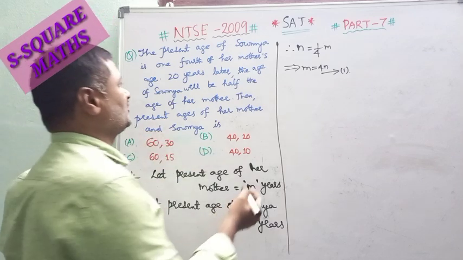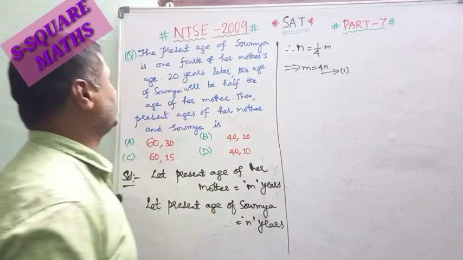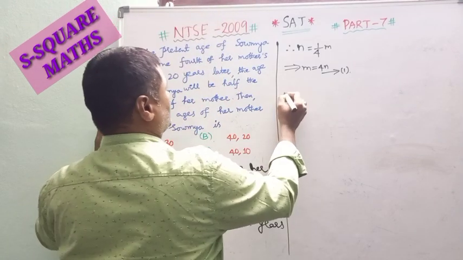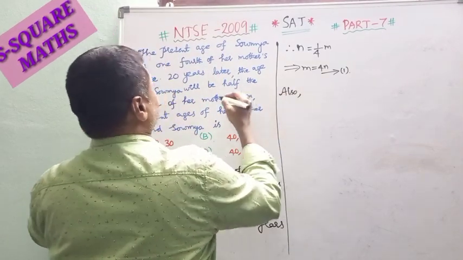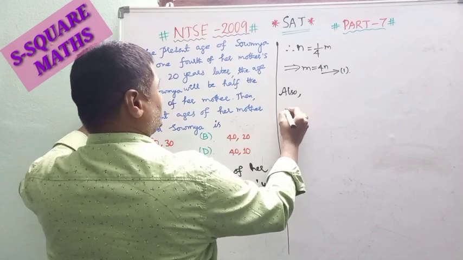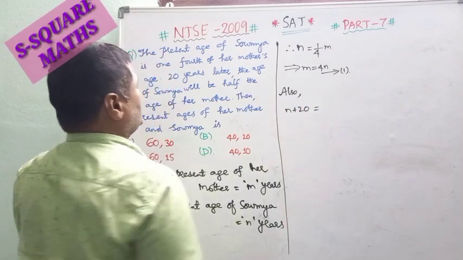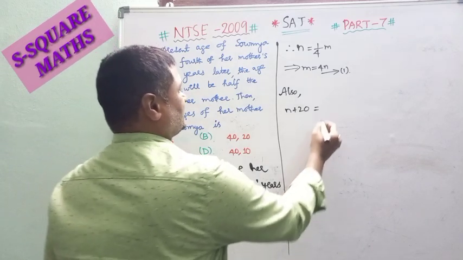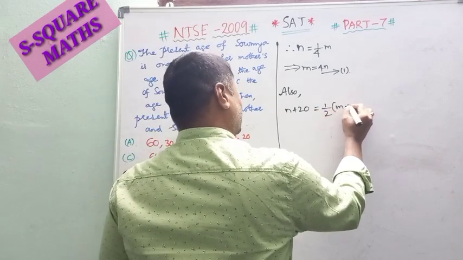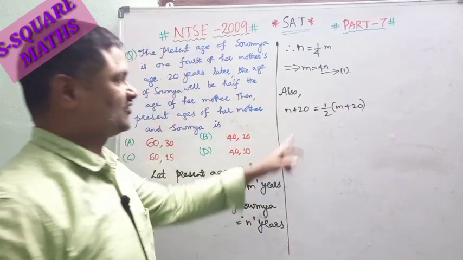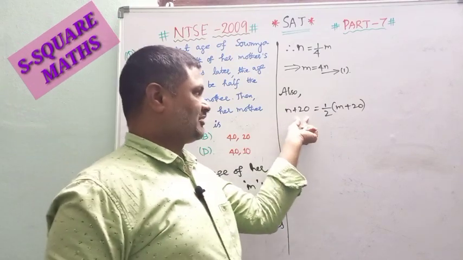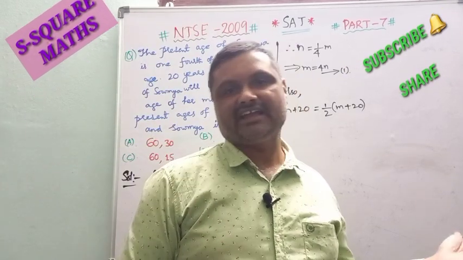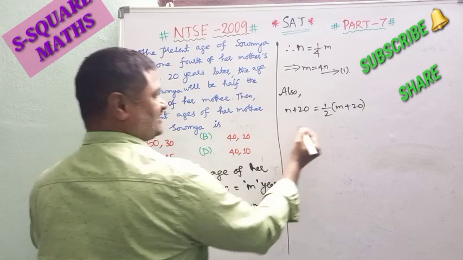Let us go through one more condition. After 20 years, the ages of both of them increase, no? So again I can write: 20 years later, N plus 20 is equal to half the age of her mother plus 20. Many students get confused and skip the plus 20 after 20 years. If they asked 20 years ago, you have to take it as minus.